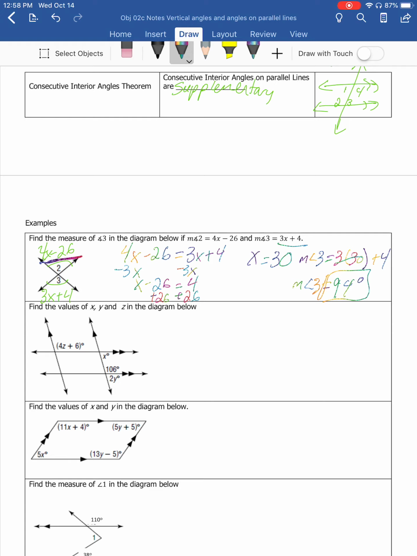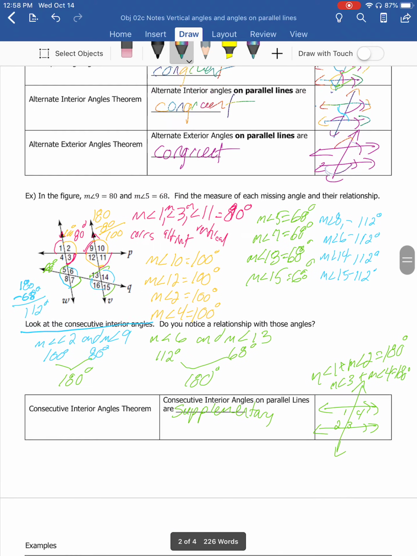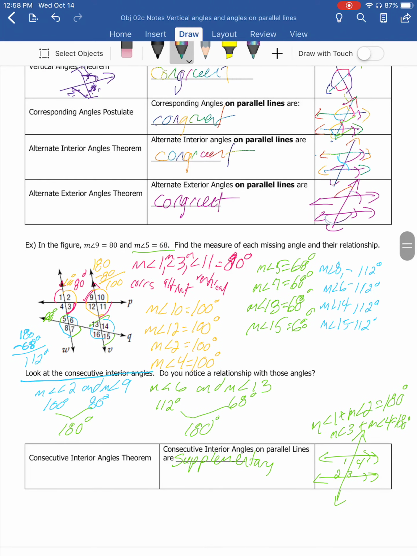Okay, or 94, just 94. Okay, so some of these diagrams get really confusing. I'm looking at this: all of the lines in this diagram are parallel versus only 2 are parallel, and so that's why I have 2 different sets.